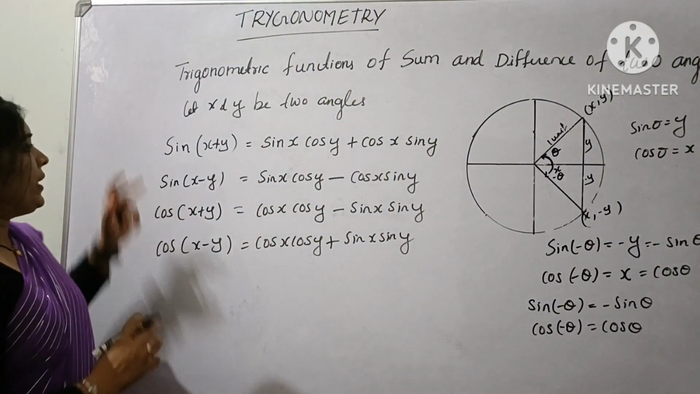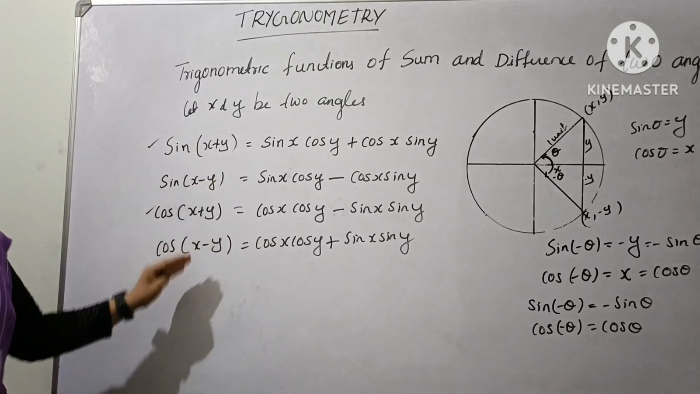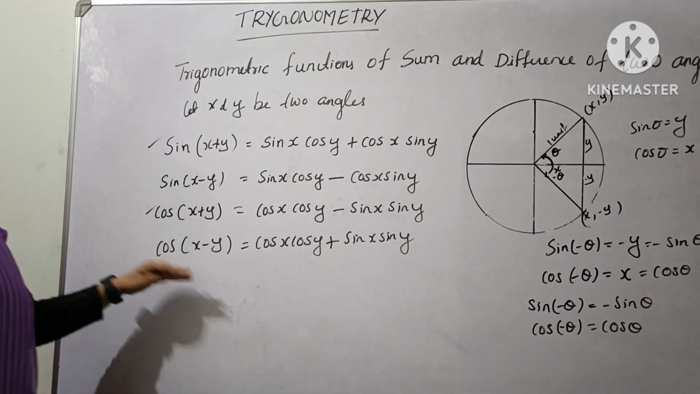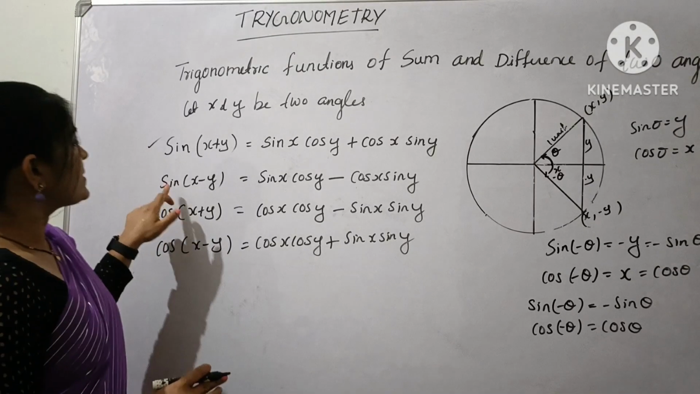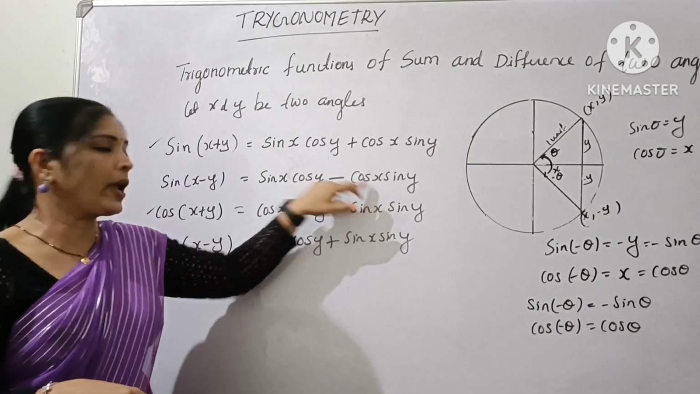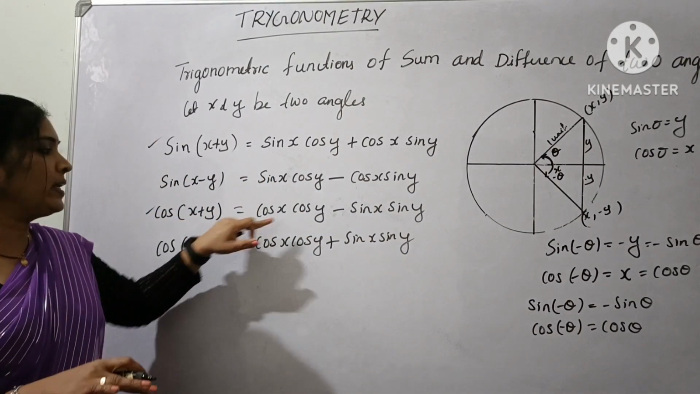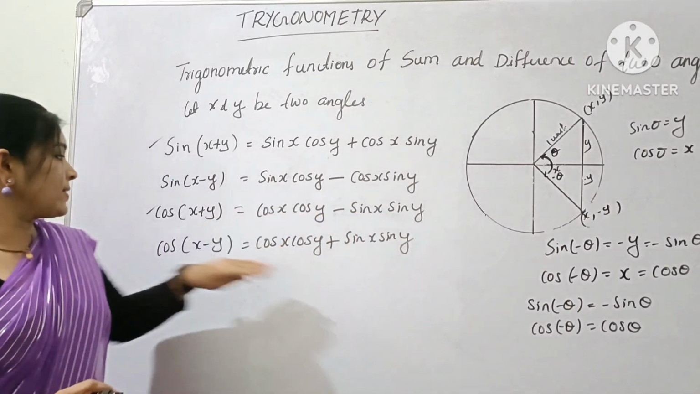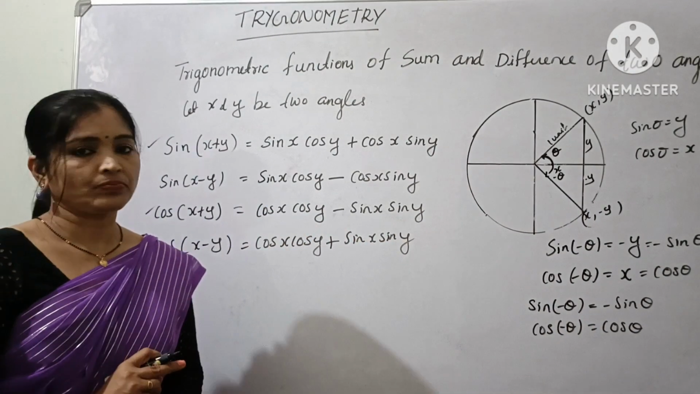If you study these two formulas, you will be able to write these two. So sin of x plus y is equal to sin x cos y plus cos x sin y. Sin of x minus y is equal to sin x cos y minus cos x sin y. Cos of x plus y is equal to cos x cos y, here the same trigonometric function, minus sin x sin y. Next, cos of x minus y is cos x cos y plus sin x sin y.